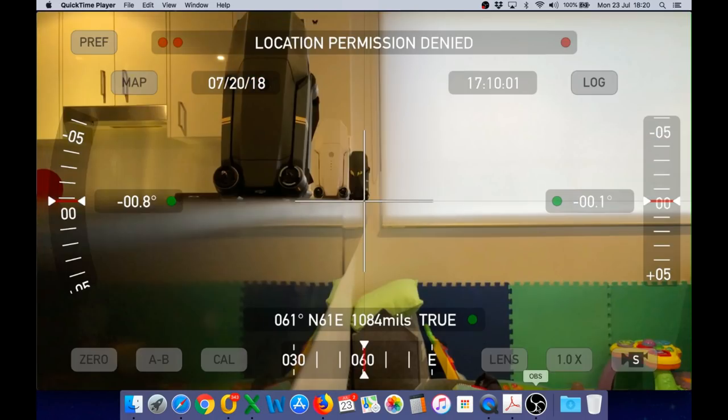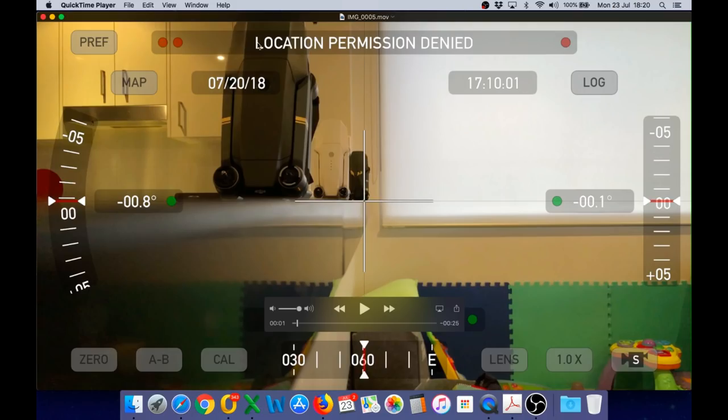So this is just another calibration test of the Theodolite app that I did at home before commencing the current trip. You can see the location permission is denied because I was at home, so I turned that off. I have the app lined up with the top of the kitchen bench, and as you would expect, if calibrated correctly, it should be showing 0.0 degrees or 0.1. So it's calibrated within 0.1 of a degree.